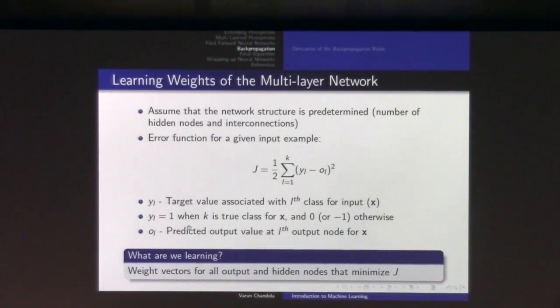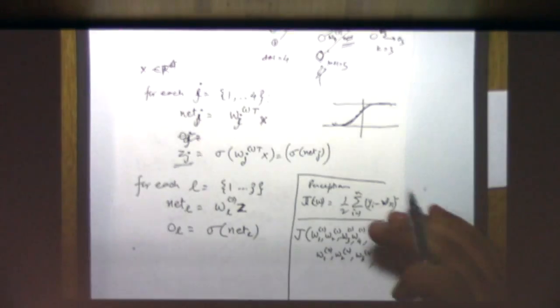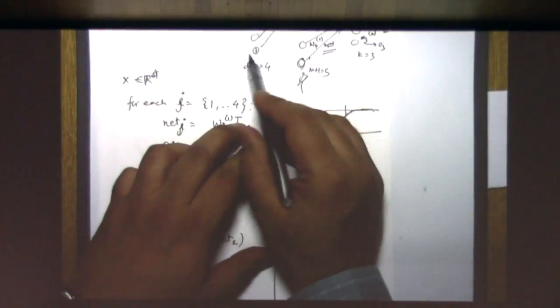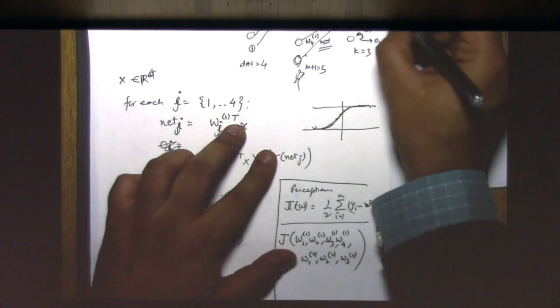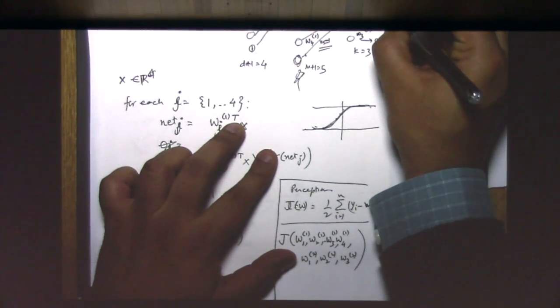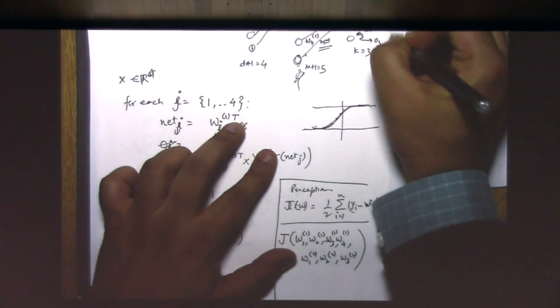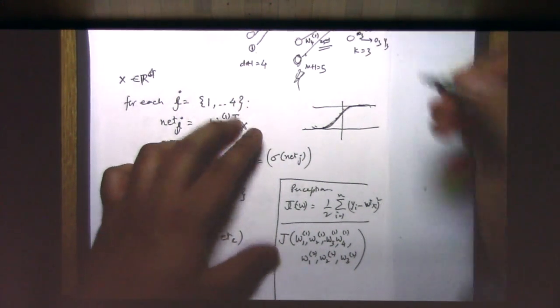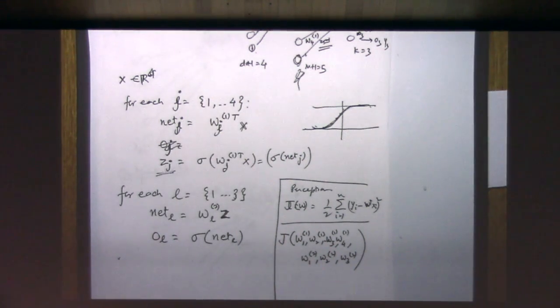So essentially what happens is that when I'm doing training, for a given input example, I already know what my true labels are. So this will be y1, y2, y3. Only one of them will be 1, the one which is the true label. Everything else will be 0 or -1. It doesn't matter.